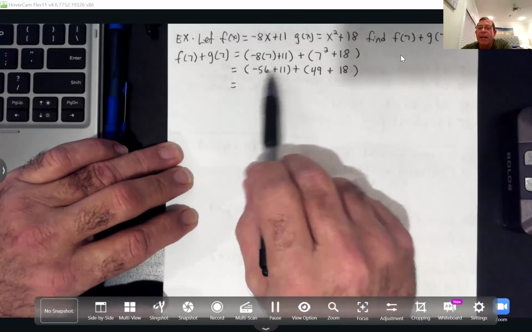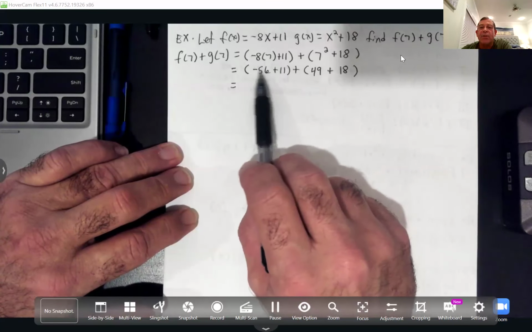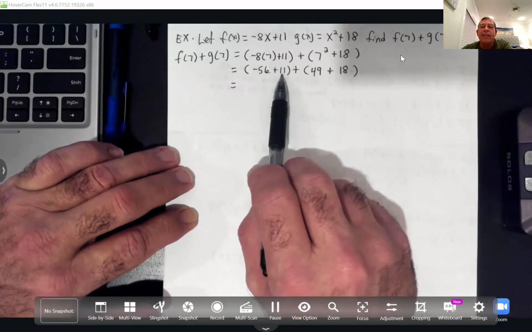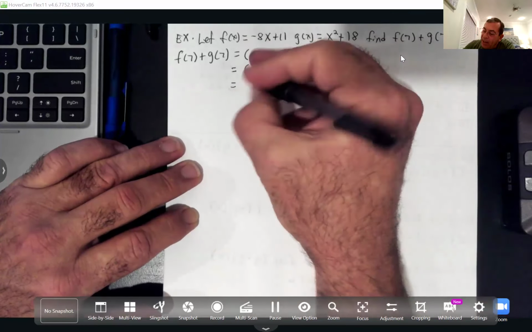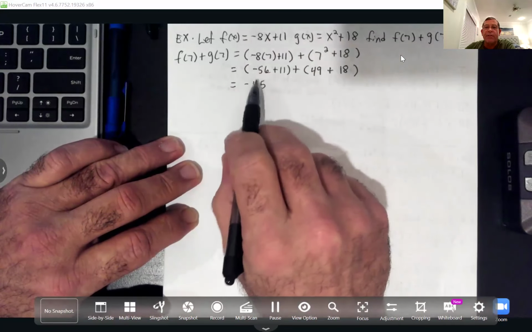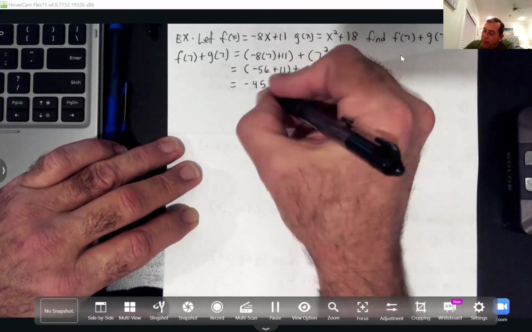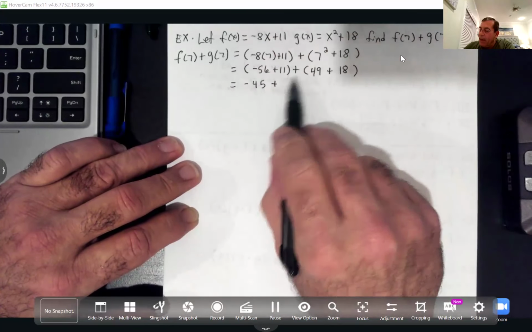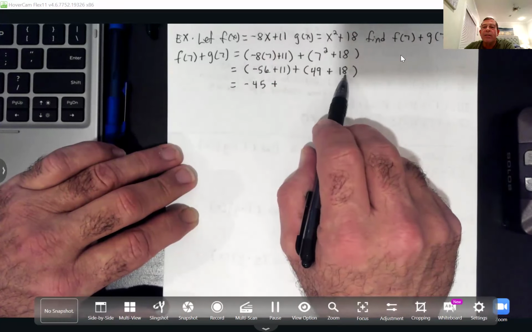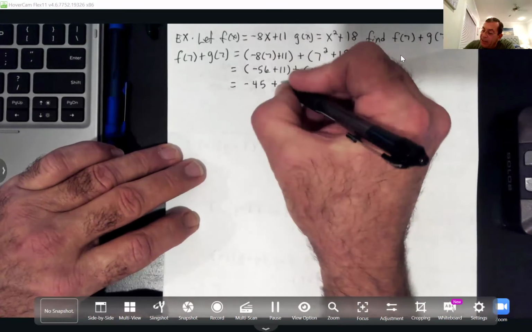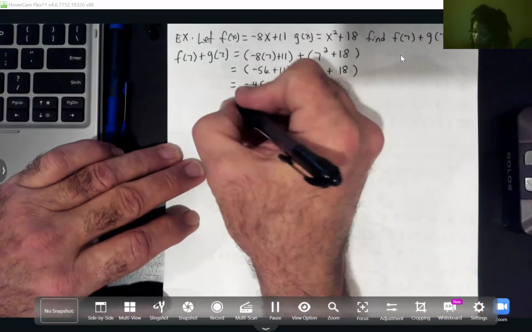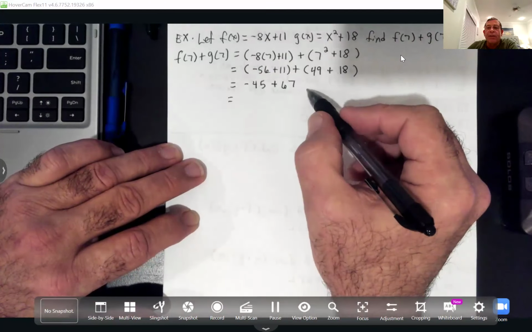Now notice, each parenthesis only has one operation to do in it. So I'm going to add -56 plus 11. That'll give me a -45. And it can come out of the parentheses now. And over here, I'm adding what I get from these parentheses. Well, 49 plus 18 gives us 67. And y'all, that's out of the parentheses.